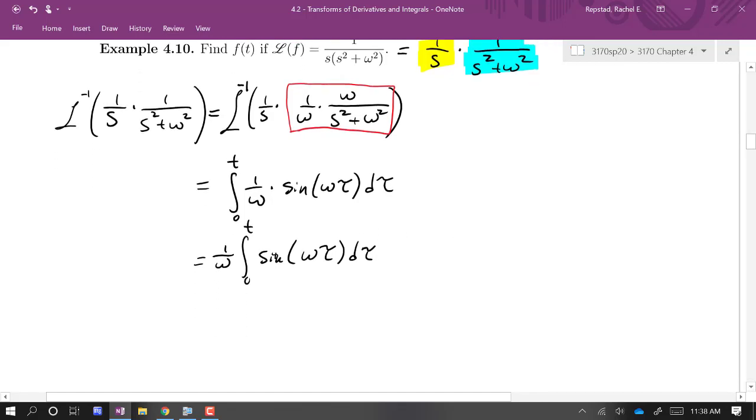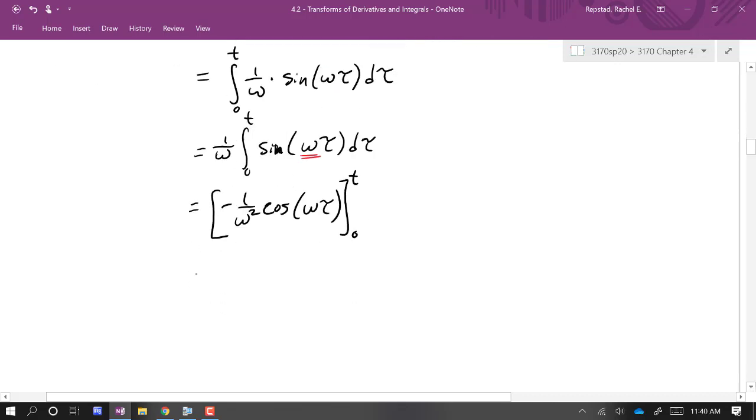And when we integrate the sine function, we get negative cosine, and then we need another factor of 1 over omega to compensate for the factor of omega t inside. If we were to take the derivative, we'd have to multiply by omega. So this will give us a negative 1 over omega squared cosine of omega tau, and we're evaluating this from 0 to t. So we will end up with a function of t.